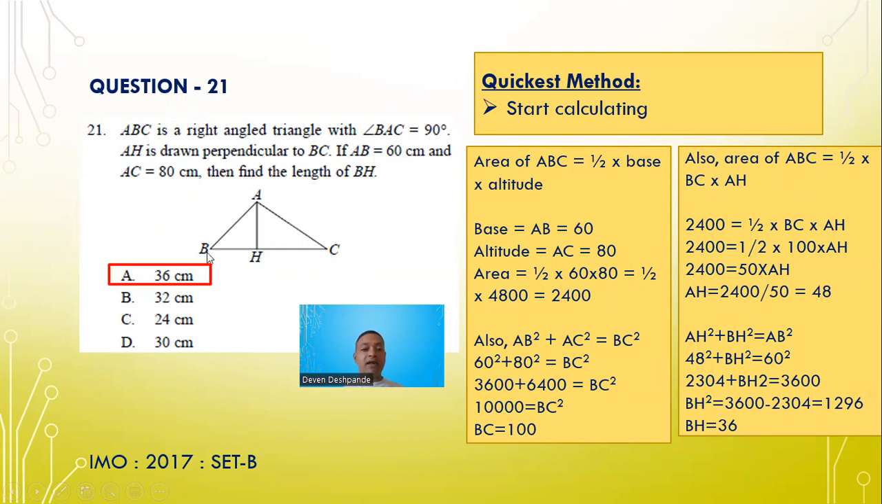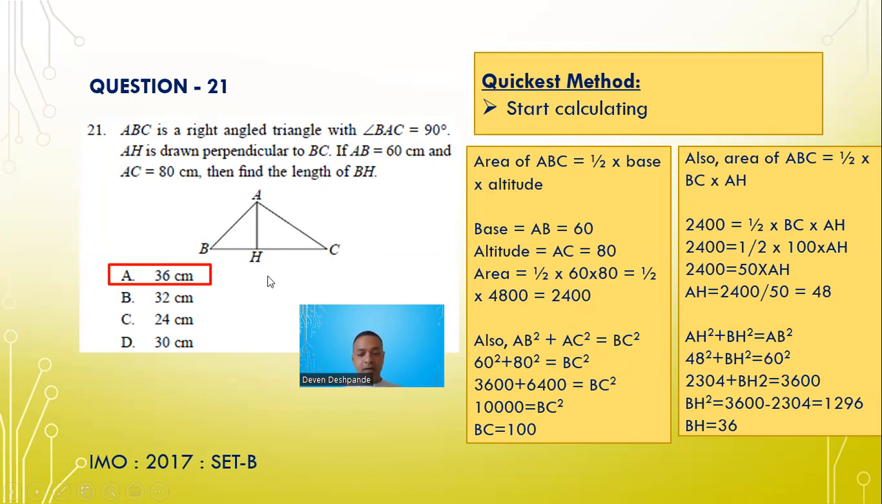Again, what is the area of triangle BAC? Area of triangle BAC will be half into base into altitude. Again, angle A is 90 degrees. So what is base? BA is the base and AC is the altitude. So base is AB and altitude is AC. What is the base? 60. Altitude is 80. So half into 60 into 80. 60 into 80 is 4800. So half into 4800 is 2400.